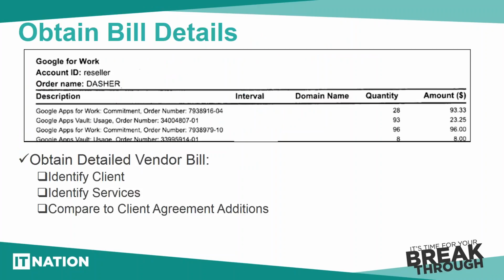So when I'm suggesting to obtain the bill details, that means going and getting a detailed bill from your provider, identifying who the client is and the services that you're providing, and then comparing that to the current agreement that you have in place and updating the additions if necessary.